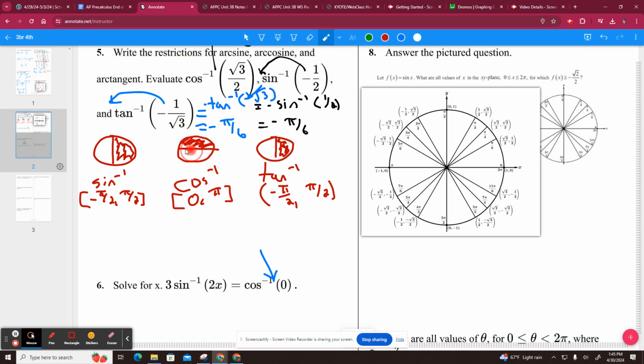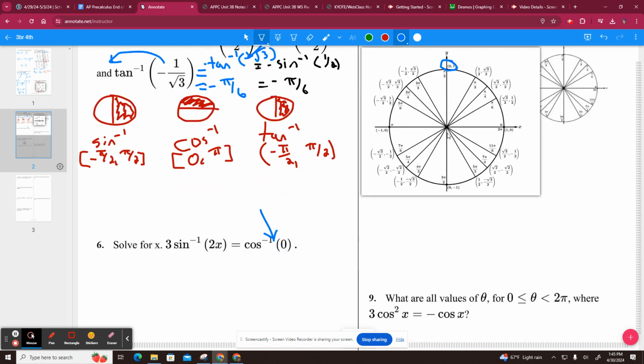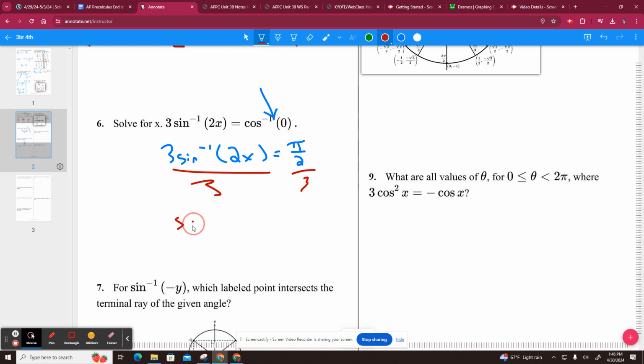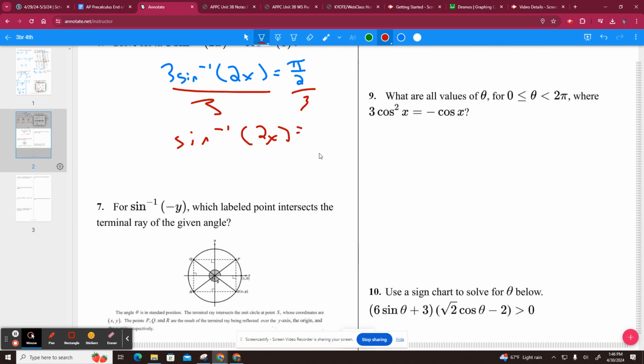I know arc cosine only evaluates in the top half of the unit circle, and that happens, my x is 0 at pi over 2. Pi over 2. So 3 arc sine of 2x equals pi over 2. Now I need to isolate arc sine, which is done by dividing by 3. So I get arc sine of 2x equals, if I keep change flip this, it gives me pi over 2 times 1/3, which will just give me pi over 6.